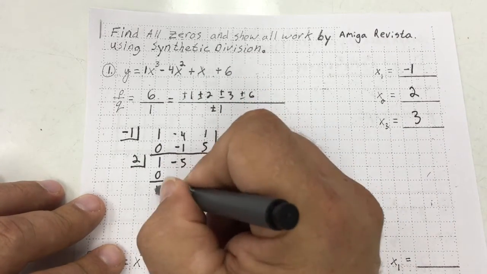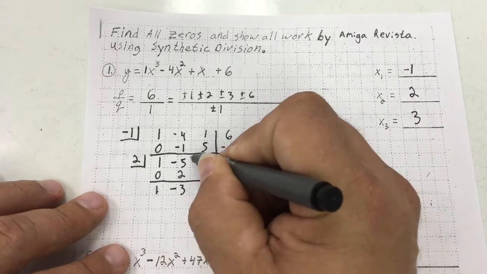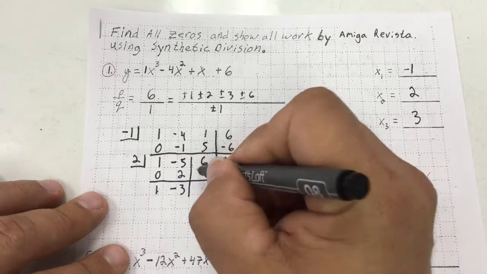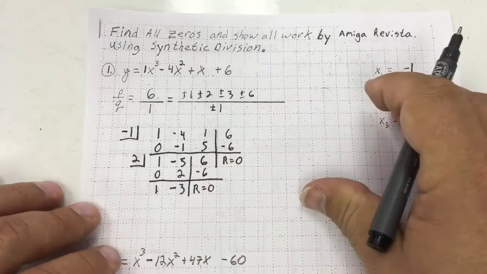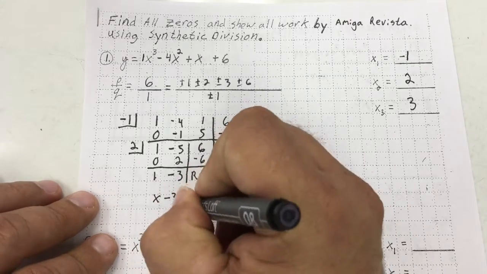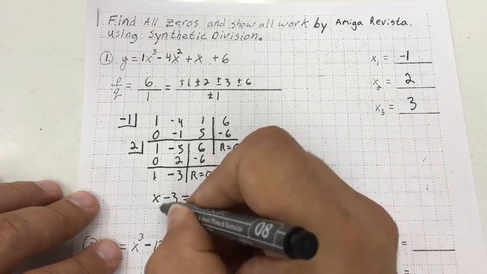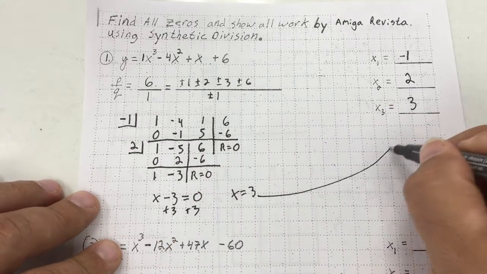1 and 0 is 1. 2 times 1 is 2. I'm going to be careful on the arithmetic. Negative 5 and 2 gives me a negative 3. Set up my remainder column. 2 times negative 3 is negative 6. So remainder equals 0. Now I'm going to rewrite this as a broken down algebraic expression. Basically, this means x minus 3, and I set it equal to 0 to find out where that x-intercept is. When I solve that, notice I get x equals 3 if I add 3 to both sides. And that's my final answer over here.